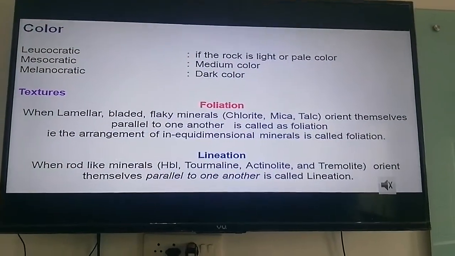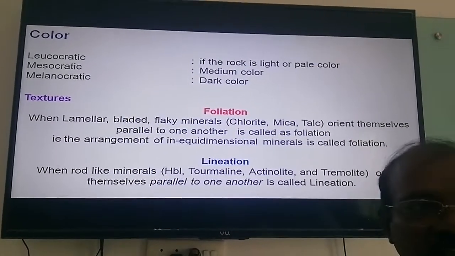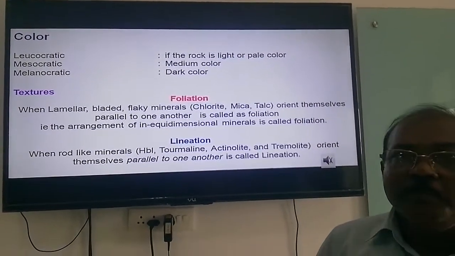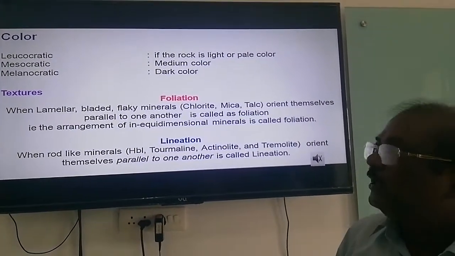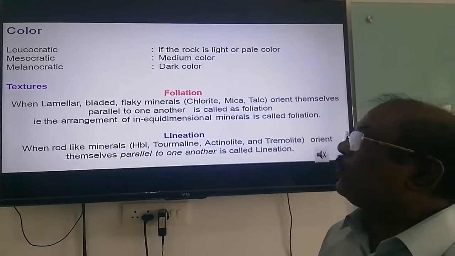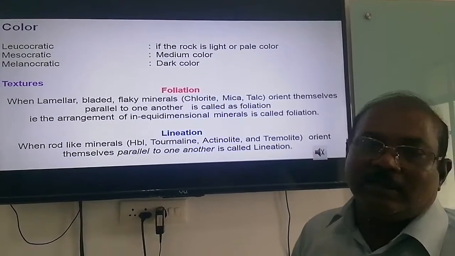Coming to the metamorphic rocks description, we have to mention the color. Already it was explained: leucocratic, mesocratic, melanocratic. Leucocratic means light or pale in color. Mesocratic means medium color. Melanocratic means dark in color.